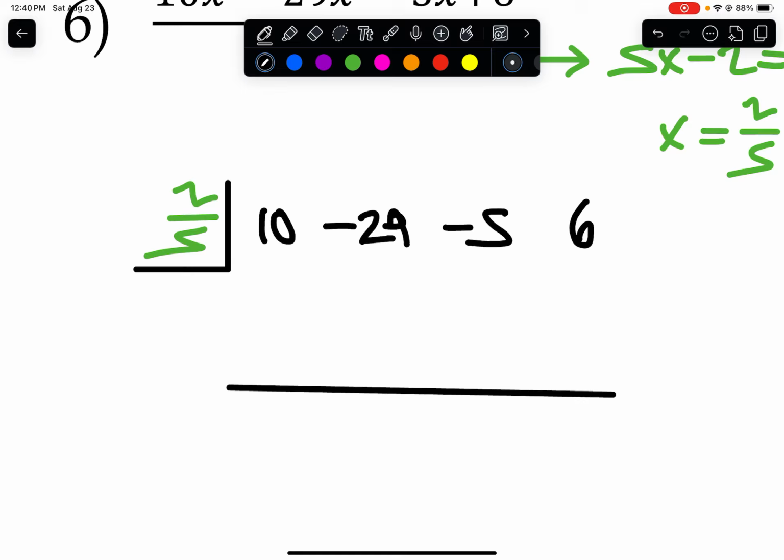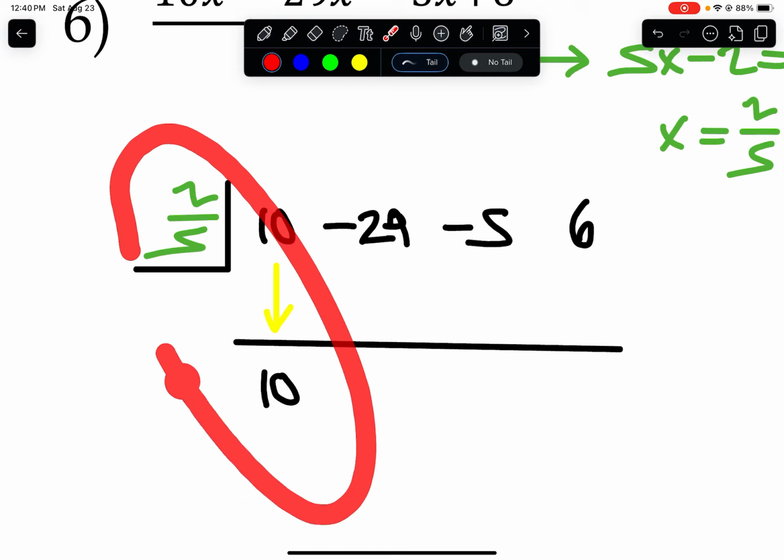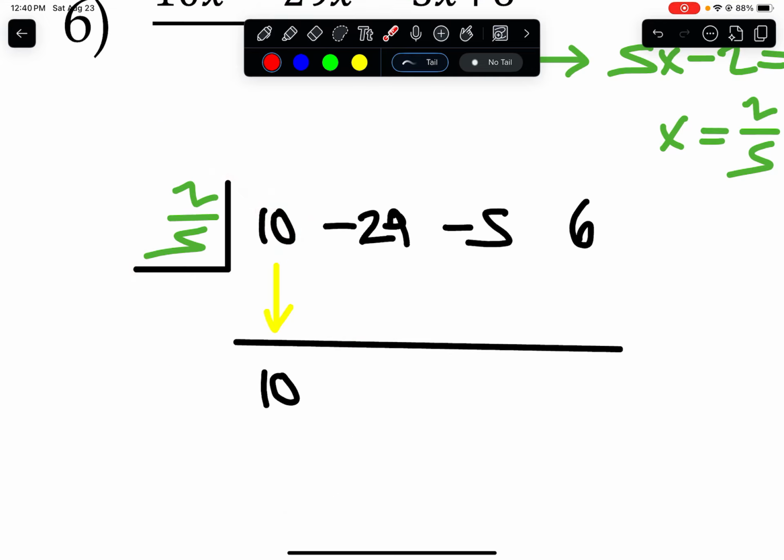I don't know why I drew that line so low. Let's move you up a bit. Okay. So once again, bring down. So we have 10. So once again, when it's working with the diagonal, we're going to multiply. So we're going to have 2 times 10, which is 20. 20 divided by 5, which is 4. So that's going to be my next value.